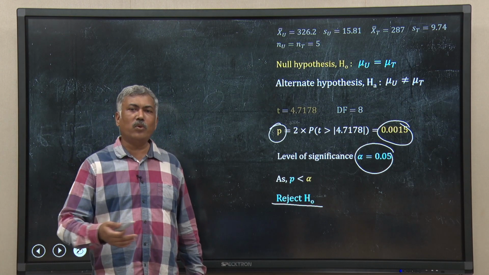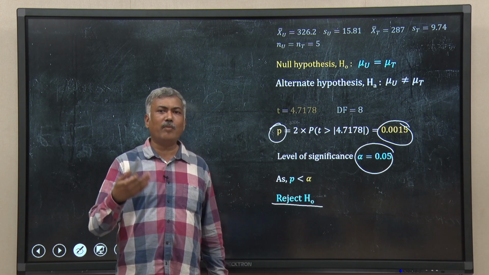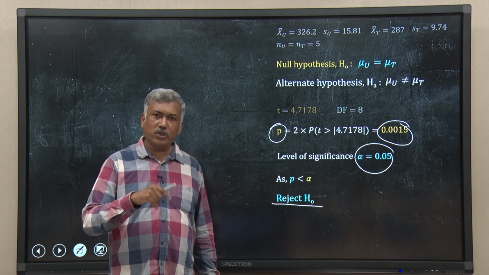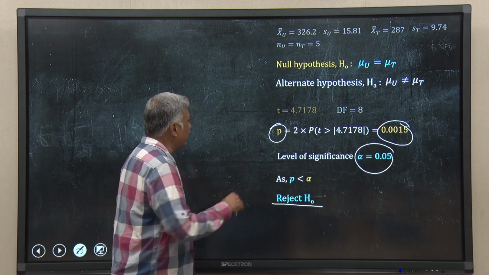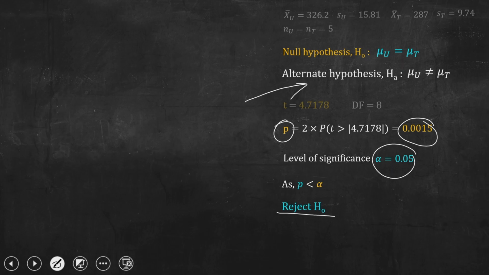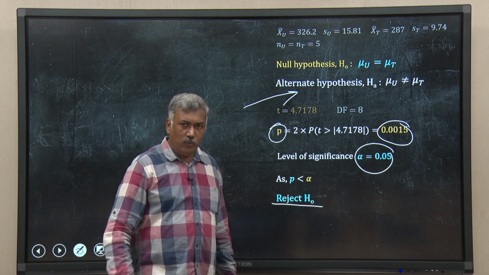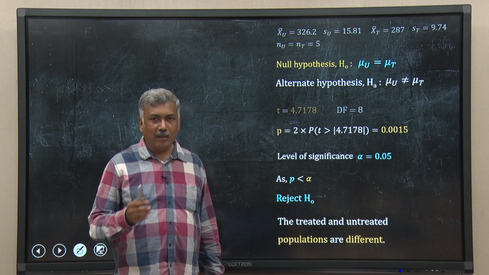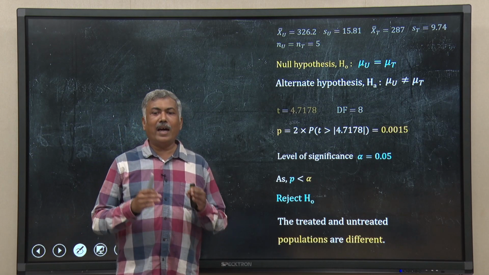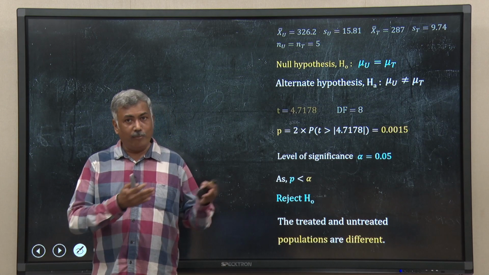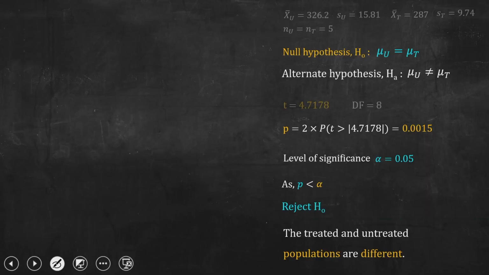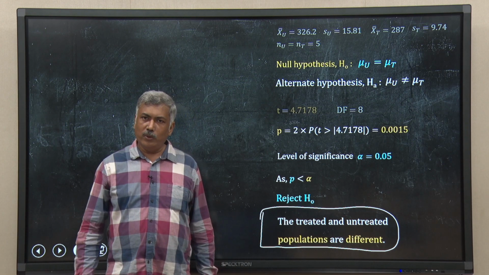If I reject the null hypothesis, what am I left with? Because I have two binary hypotheses. If one is true, the other one is false. If one is false, the other one is true. So, if H naught is false, then my alternate hypothesis is true. That means the population means of the untreated and treated groups are different. In other words, not the samples only, you have seen the sample data, but at the population level the treated and untreated groups are different. So, that is my conclusion.